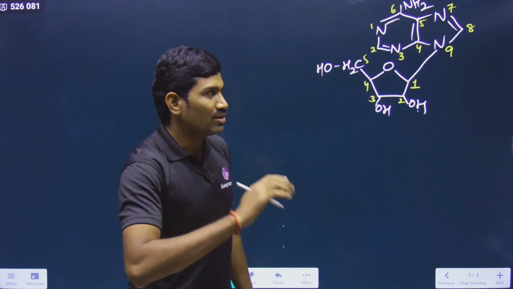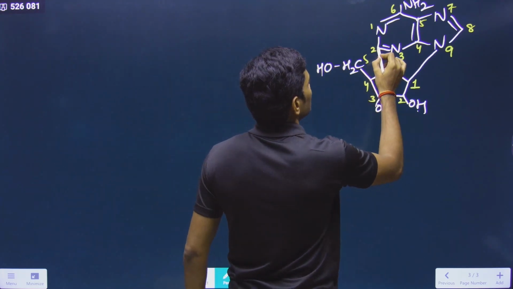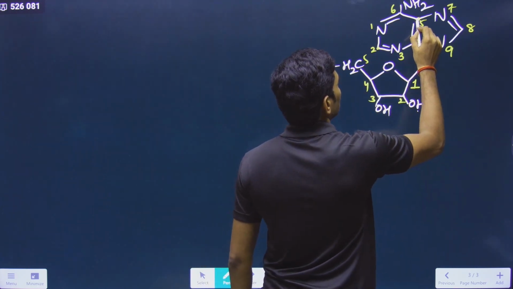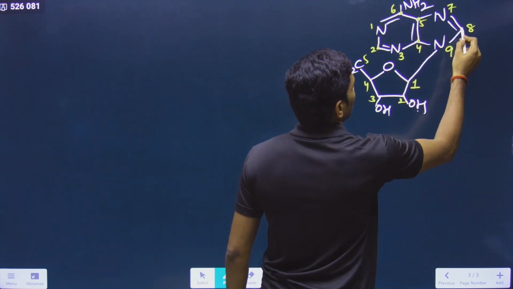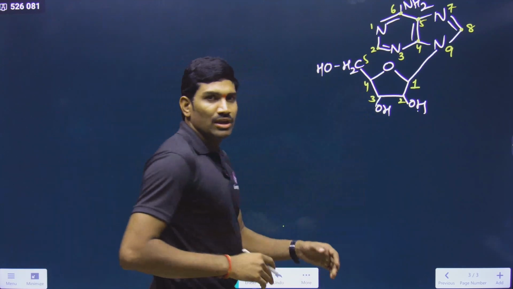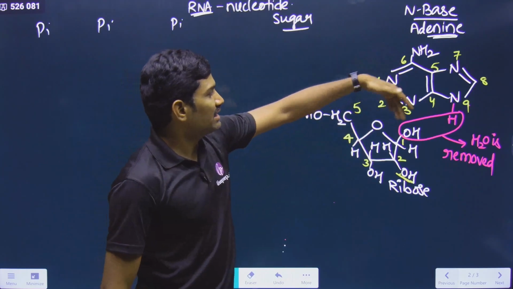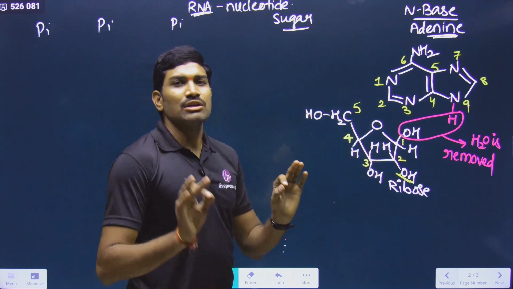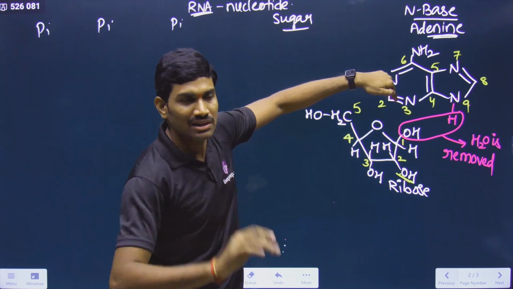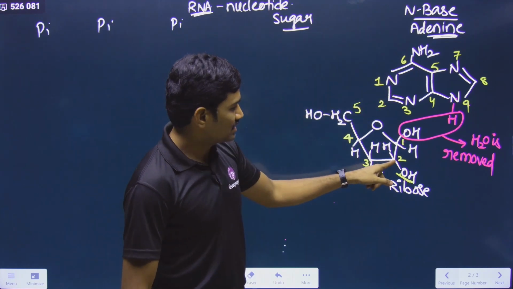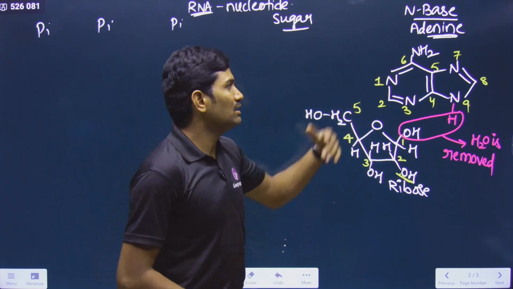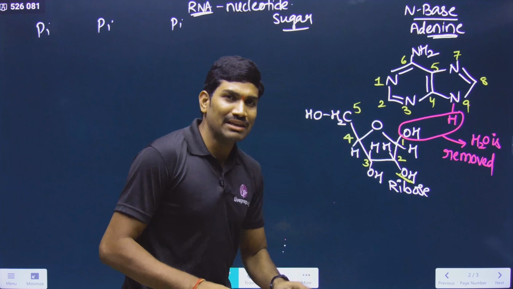Why? Because observe carefully. This is a carbon present in the nitrogenous base, and this is also a carbon present in the nitrogenous base. Suppose in these individual structures I say the second carbon of the nitrogenous base, it means this one. The second carbon of the sugar means this one. Since they are individual molecules, we use the words nitrogenous base and ribose sugar, and we talk about them individually.